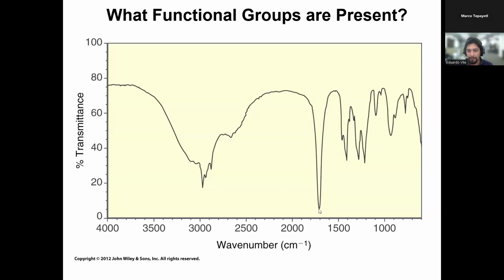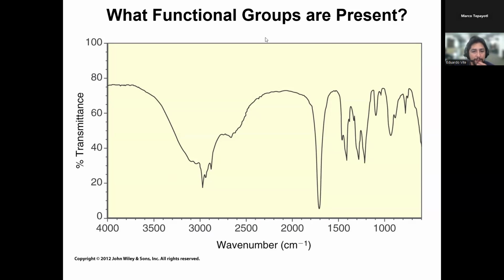So over here at 1700, that strong, intense peak is your carbonyl peak. And then you have the characteristic beard of the carboxylic acid. So what is this molecule? I don't know exactly, but I know for sure there's a carboxylic acid in here. Hopefully that makes some sense. You guys good?